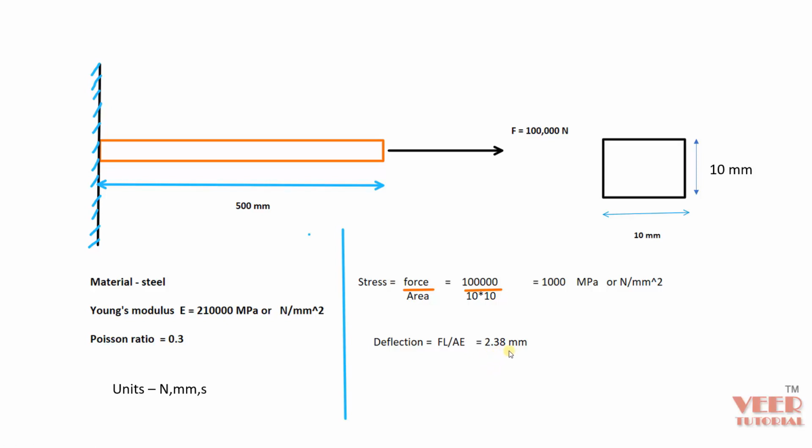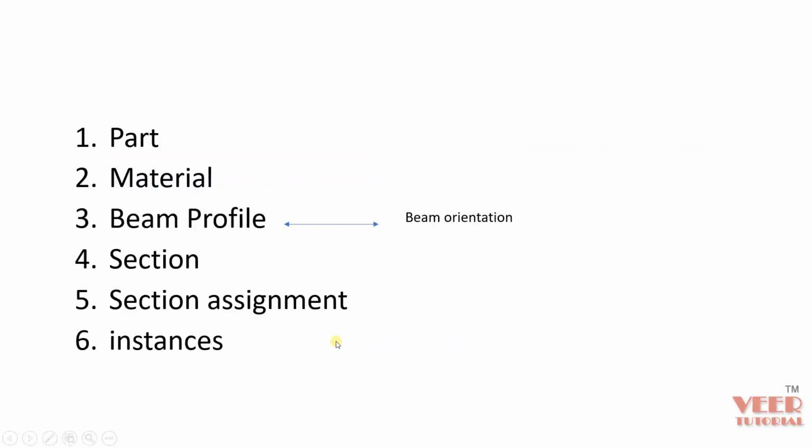Now we are going to solve this problem in the Abaqus software. So let's go to Abaqus. Before that, we need to understand the steps involved when we create an analysis in Abaqus. First of all, we need to create a part. The first step is creating the geometry, where we create the part.